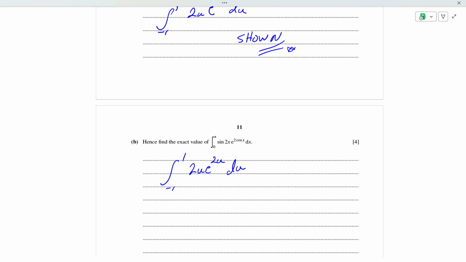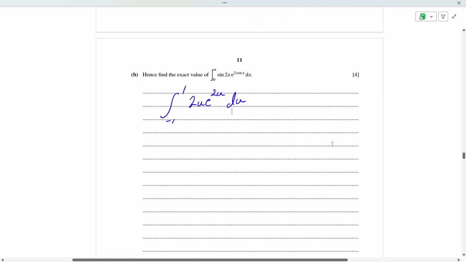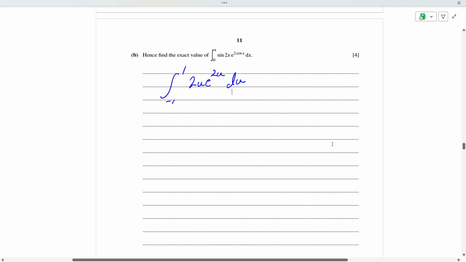All right, so I'm going to show you two methods. You're going to use integration by parts in this case. So the first method is by parts.